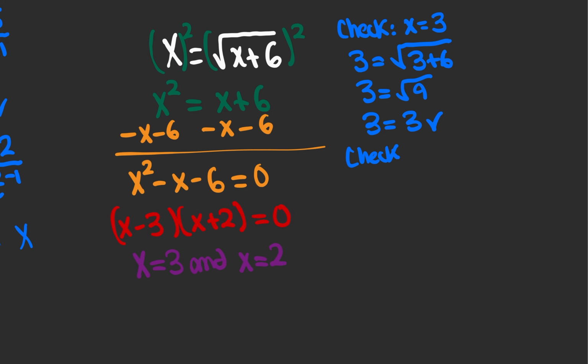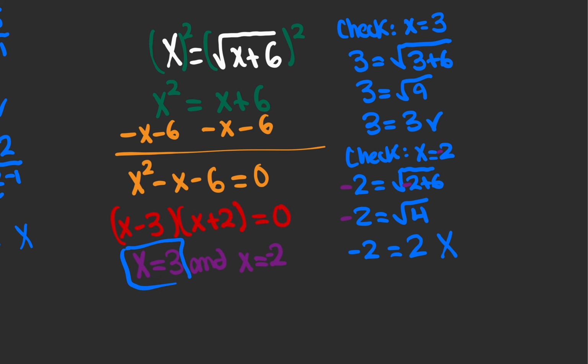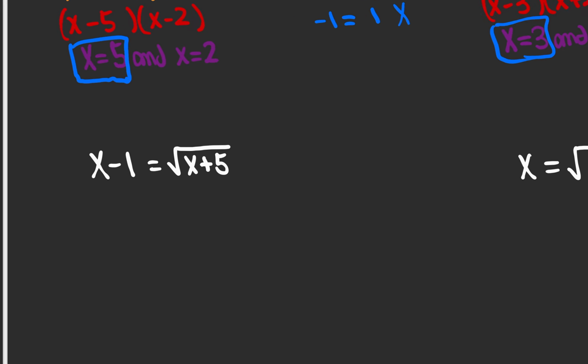Then I do my second check for x equals 2. And I substitute it back into the original. So I have 2 is equal to the square root of 2 plus 6. This will leave me with what? Or excuse me, that should be negative 2. My bad. Okay, so this should be a negative 2. From there, this will leave me with the square root of 4. And negative 2 is equal to what? Well, the square root of 4 is going to be positive 2, so this one does not check out. So the only solution that we have is going to be x is equal to 3. Let's go ahead and move on to the next question.